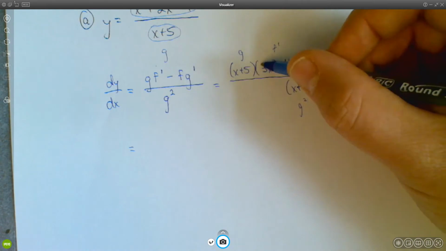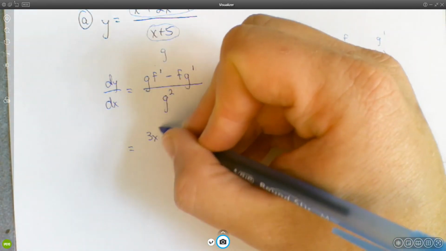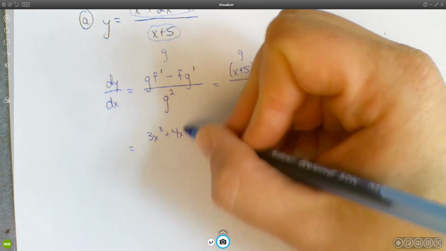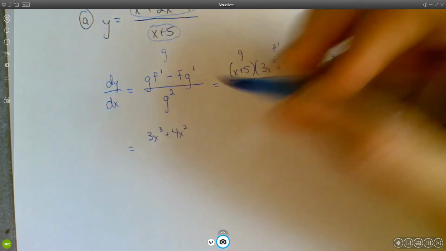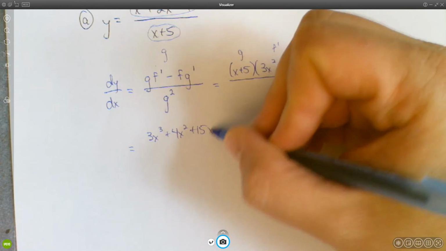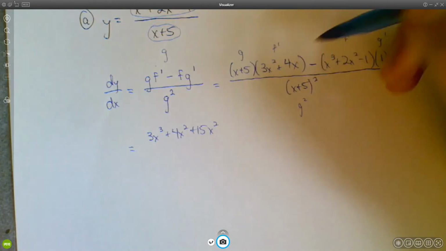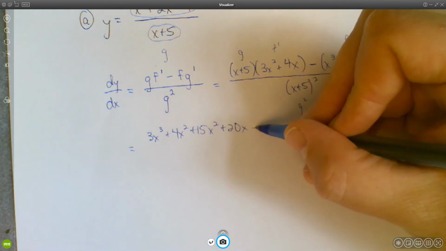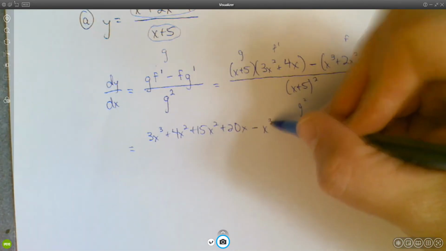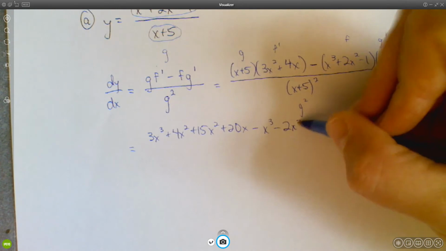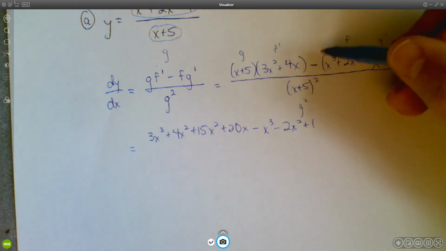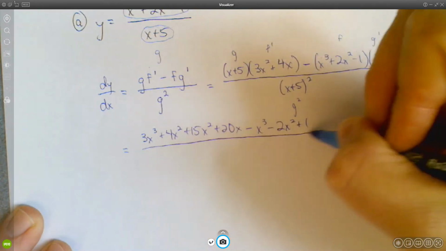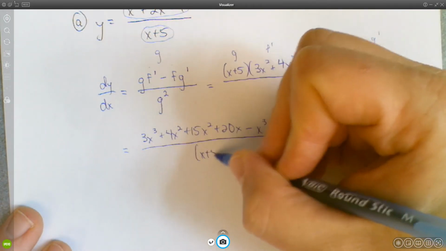So we're going to have 3x cubed plus 4x squared plus 15x squared plus 20x minus x cubed minus 2x squared plus 1, right, when we distribute the negative sign. And then that's all over x plus 5 squared.